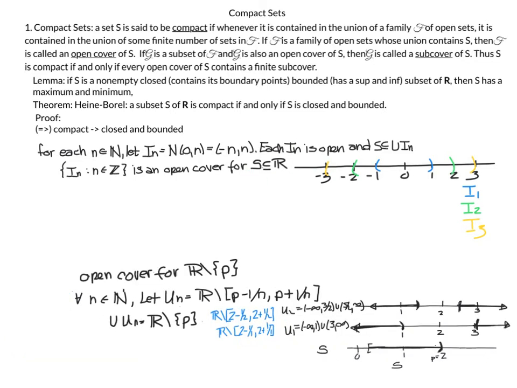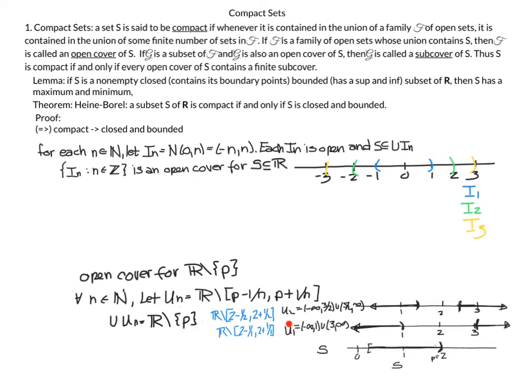The next open cover we are going to look at is for the real number line minus a single point p. And the open cover we're going to use is U_n equal to the real number line minus the closed interval from p minus 1 over n up to p plus 1 over n. I want to take a look at how this works. So I'm going to use, for an example, p equals 2. That's the number that's going to be excluded from my open cover.